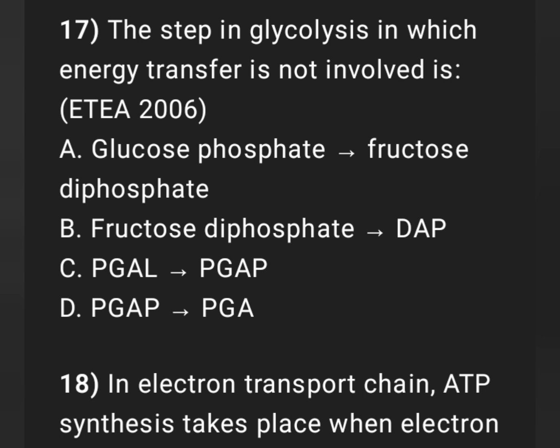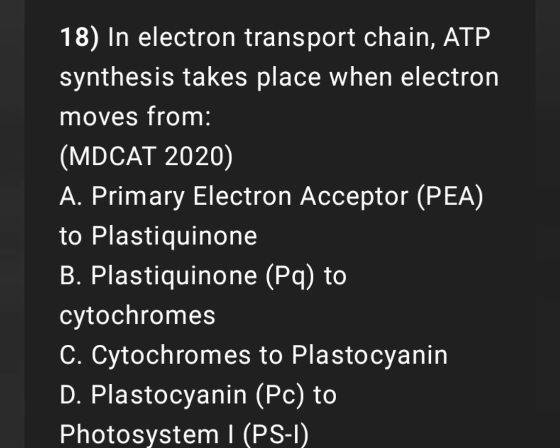17. The step in glycolysis in which energy transfer is not involved is ETEA 2006. A. Glucose phosphate to fructose diphosphate. B. Fructose diphosphate to DAP. C. PGAL to PGAP. D. PGAP to PGA. 18. In electron transport chain, ATP synthesis takes place when electron moves from MDCAT 2020. A. Primary electron acceptor to plastoquinone. B. Plastoquinone PQ to cytochromes. C. Cytochromes to plastocyanin. D. Plastocyanin PC to photosystem I, PSI.